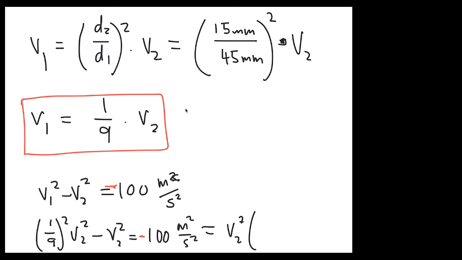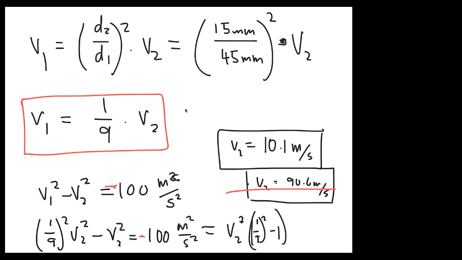So now I have 1/9 squared minus 1 is equal to that, and I'm going to solve for v2. I'm not going to do that in my head, I'm going to use a calculator. v2 is 10.1 meters per second. Therefore, v1 is 1/9 of that. It turns out to be 1.1 meters per second. Okay, I think that's what we were looking for, those two velocities.